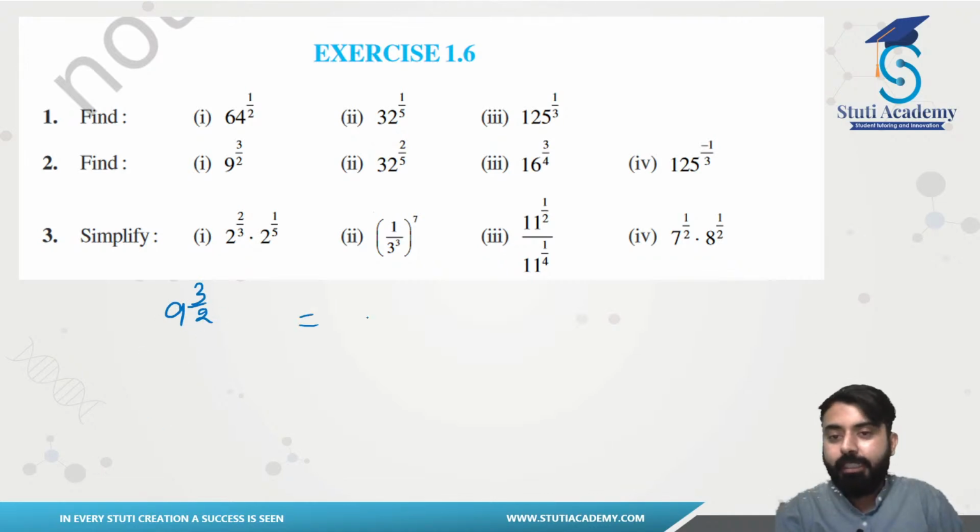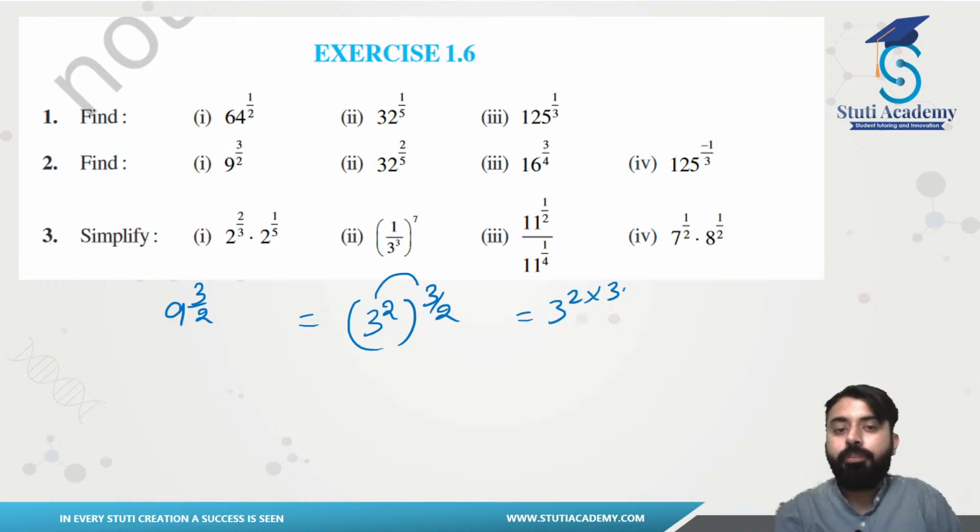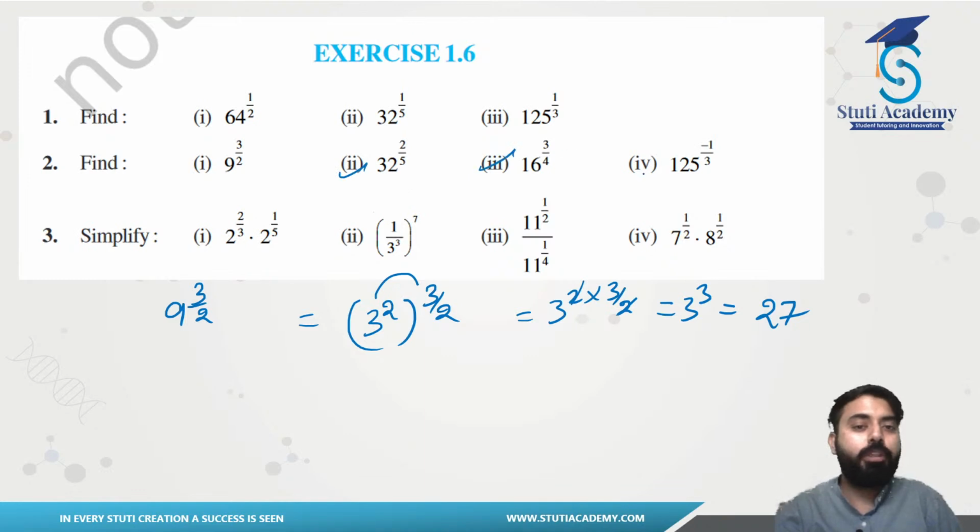Can you write 9 like this? 3 raised to power 2 and whole power 3 by 2. Right? Power over power, power will multiply. That means 3 raised to power 2 into 3 by 2. Just cancel this one out. You will be having 3 raised to power 3. That will be 27.